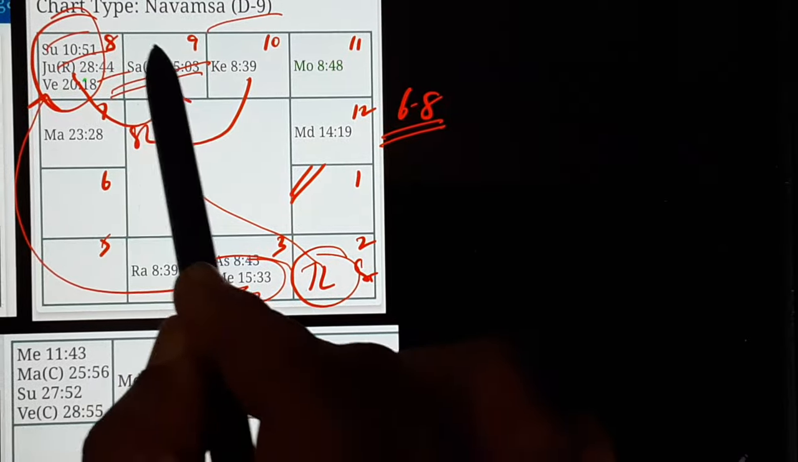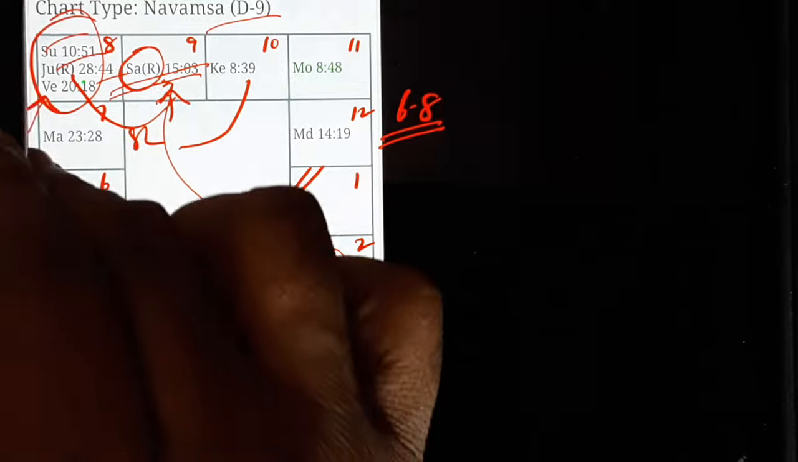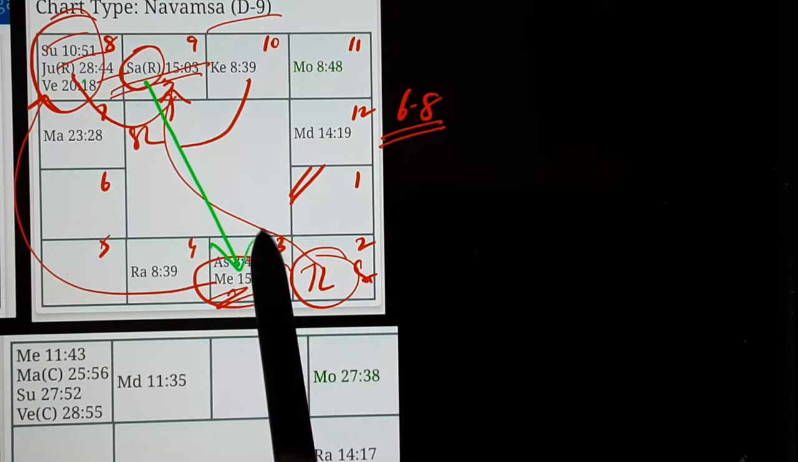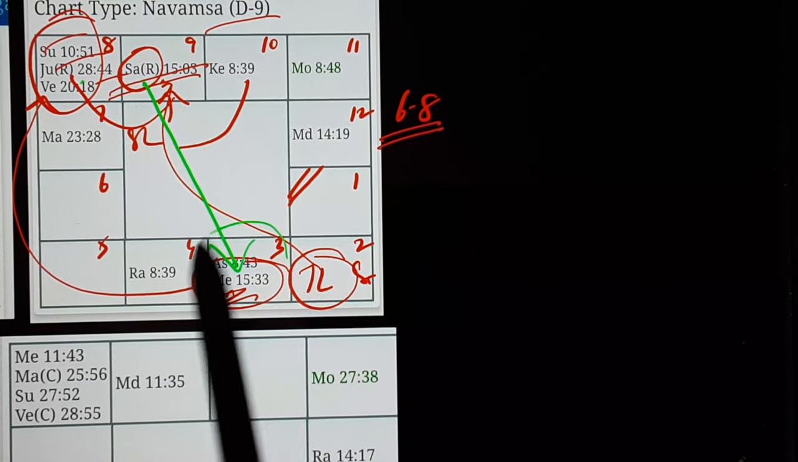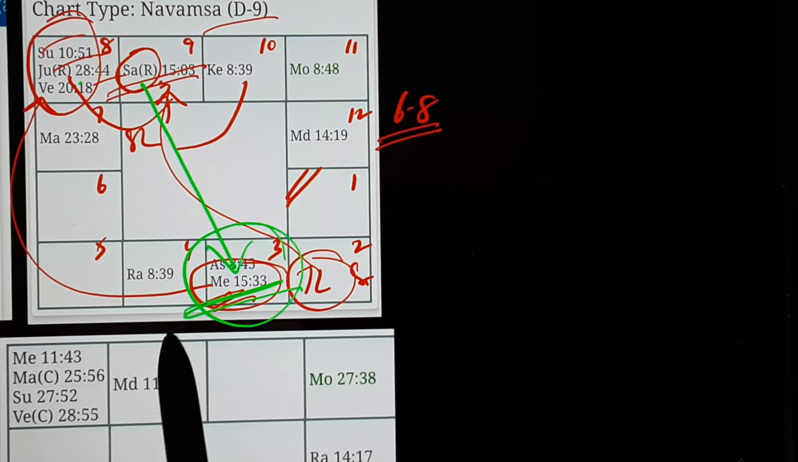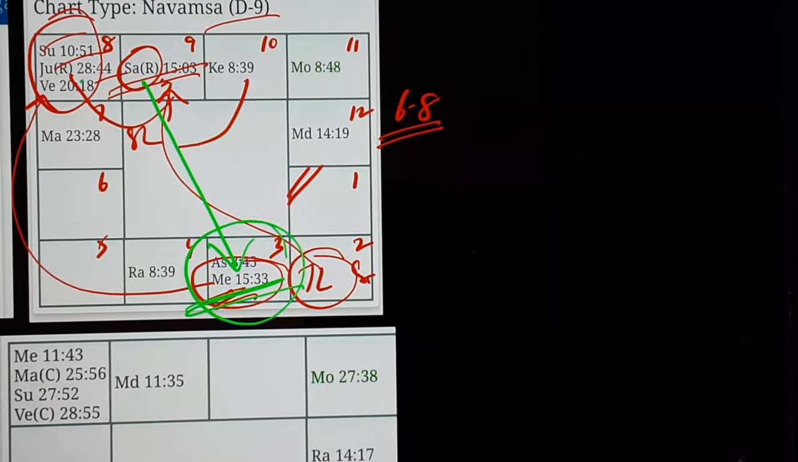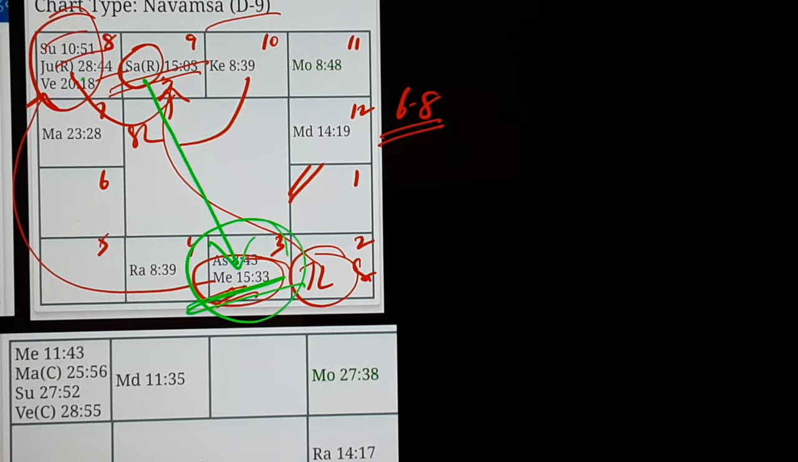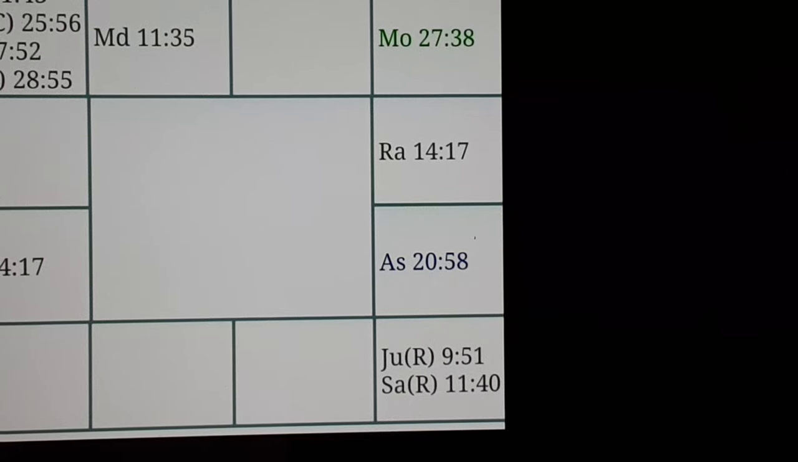We can see that the 7th lord is aspecting both the Dashanatha and also the Lagna of Navamsha, but again Mercury could not give the marriage due to the many reasons which have been explained just in the previous sessions.